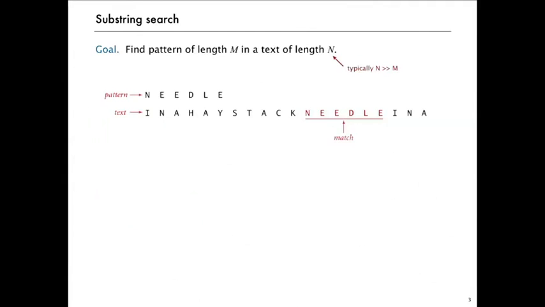We have two strings. One we call the pattern, and the other we call the text. And usually it's good to think of the pattern as relatively small and the text as relatively long. In fact, usually we want to think of the text of unlimited length coming in on an input stream. And we have a small pattern. We're trying to find out if the pattern occurs in the text.